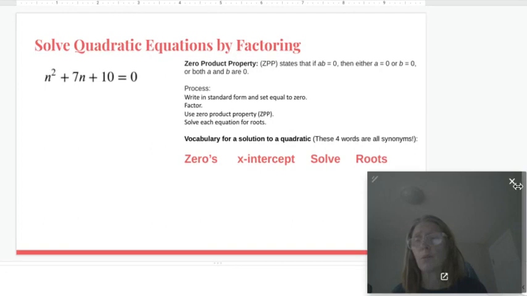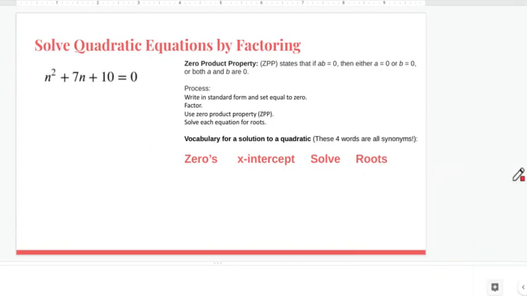So in order to apply this process, we're going to use our first example, n squared plus 7n plus 10 equals 0. We can already see that this equation is set equal to 0. So the next thing we're going to do is factor this equation using our guess and check method. So the only way to make n squared is n times n. Now I'm going to look at all the factors that multiply to 10 and that sum to 7.